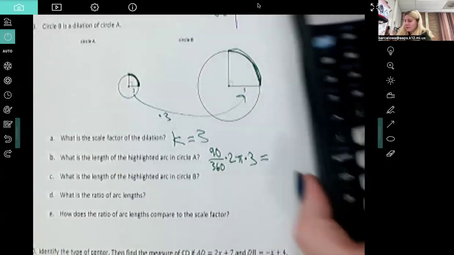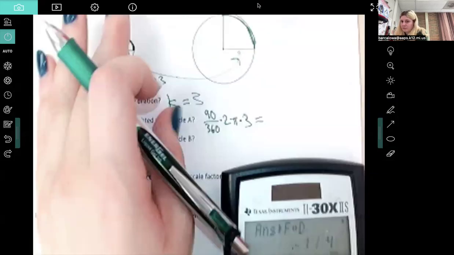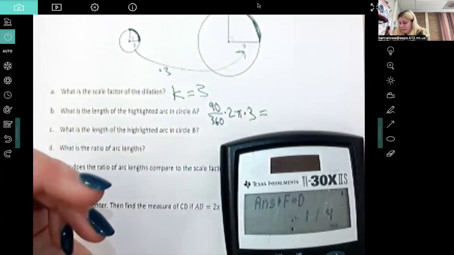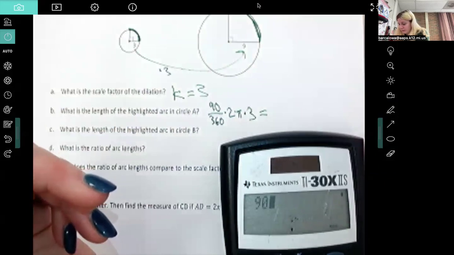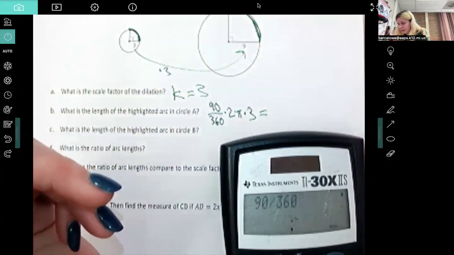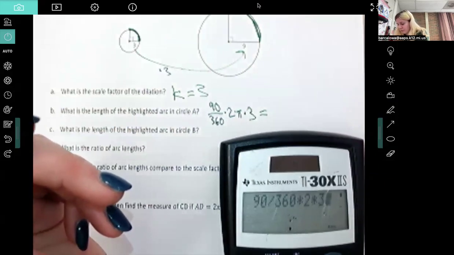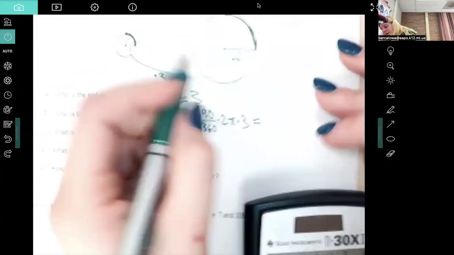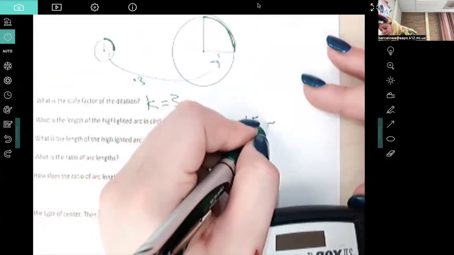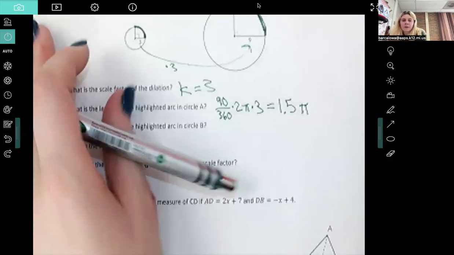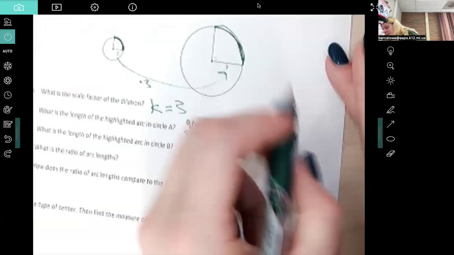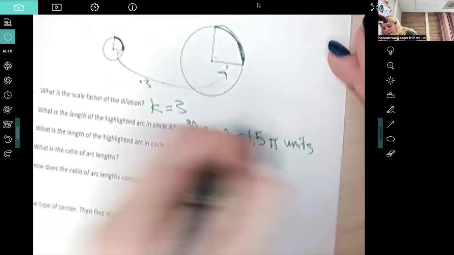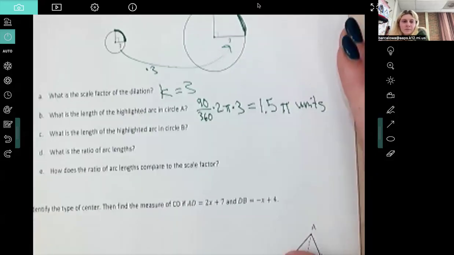So type this in. Don't type in pi. We'll just put pi on at the end. 90 divided by 360 times 2 times 3. 1.5. 1.5 pi. And we can just write units. They didn't tell me what the units are.